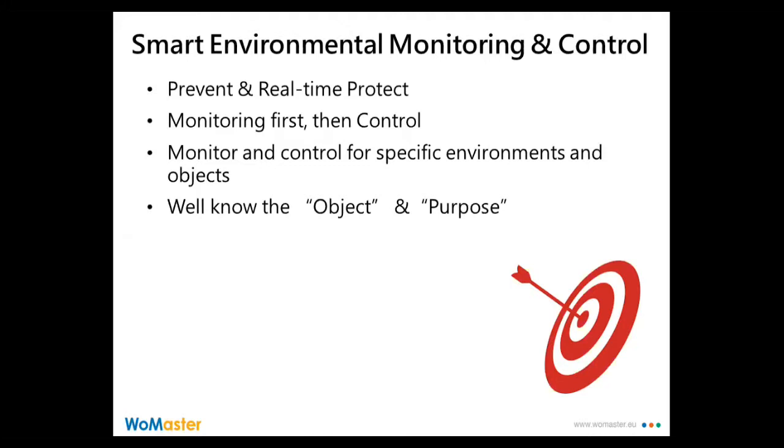For example, in the plant factory, we can create the suitable environment for plant growth through technology, such as temperature, humidity, CO2, pH, and water quality, and so on. So monitor each sensor and check if the value is in the reasonable range. That's the object. And then control a related device to maintain the environment. That will be the purpose.